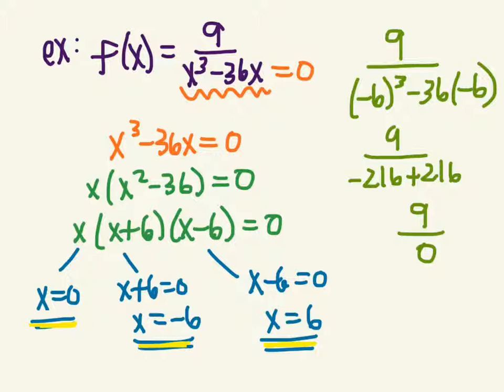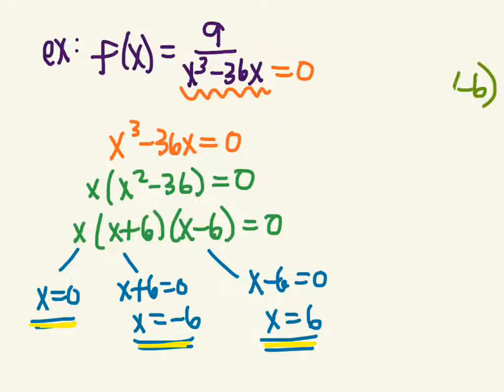So what that means is if you were to graph this original function, 9 over x cubed minus 36x, and look at the table, you would see that there's no y coordinate in the table that corresponds to that given x value. Actually, what you would see in the table would be just a bunch of errors where those x values are. We could double check this with all the values, but all of them when you plug it in are going to give you that 0 in the denominator.